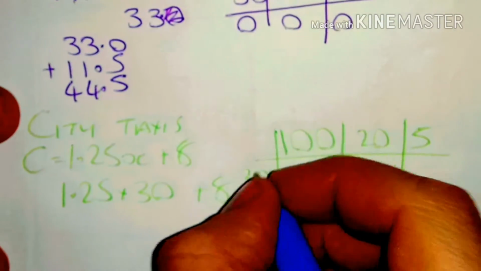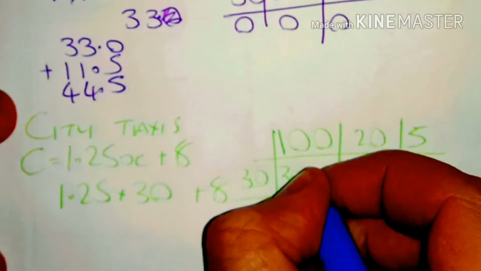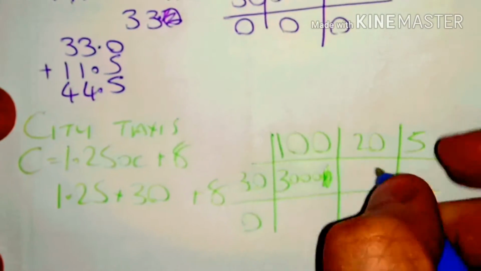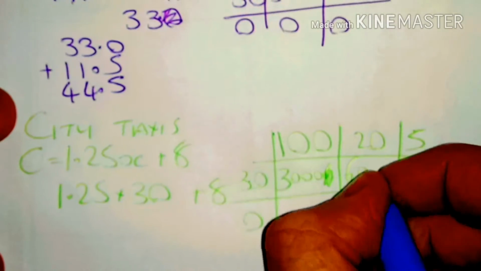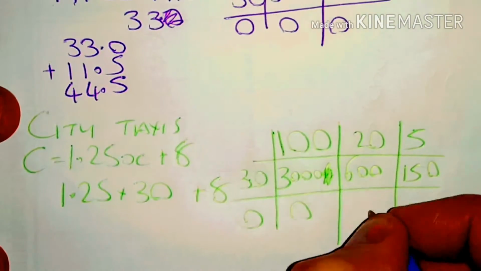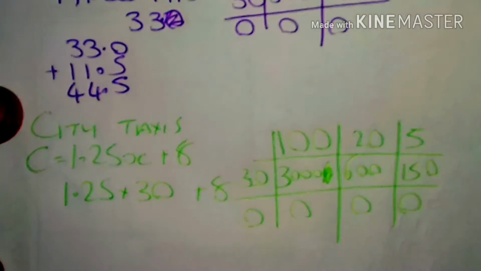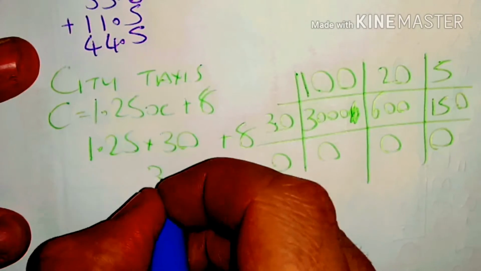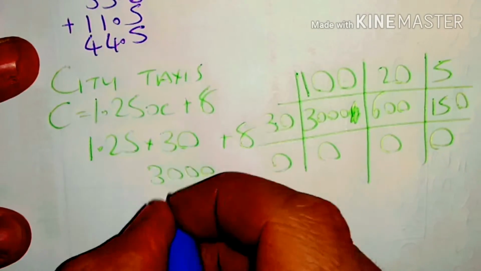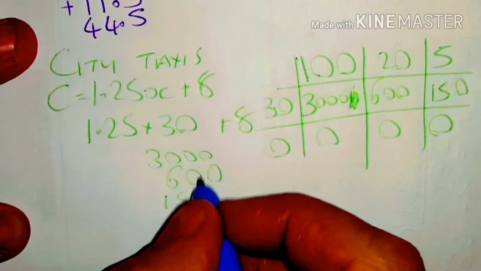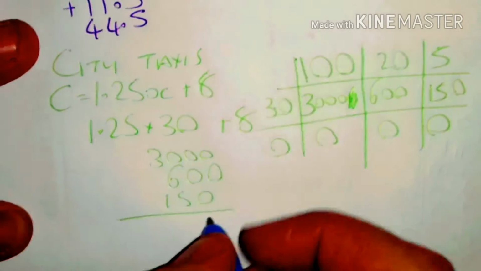30 times 100, 3 times 1 is 3, and I add my zeros. 3 times 2 is 6. Add my 2 zeros. 3 times 5 is 15. Add my zeros. All of these are zeros because it is a 0. And we'll write my numbers out here to add. So it's 3,000 plus 600 plus 150. I've lined it up a little bit badly, but just remember they are the same.